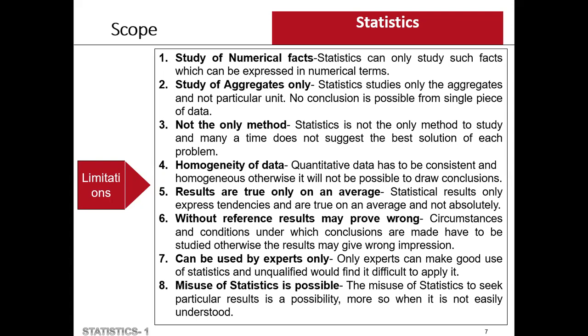So the circumstances and conditions under which the conclusions are made in statistics have to be studied. Otherwise, the results may give wrong impressions. Without the proper inferences, the overall outcome of any result analysis may be proven wrong in statistics. The seventh one, statistics can be used by experts only. Only experts can make good use of statistics, and an unqualified person will definitely find it difficult to understand and apply the concepts of statistics.